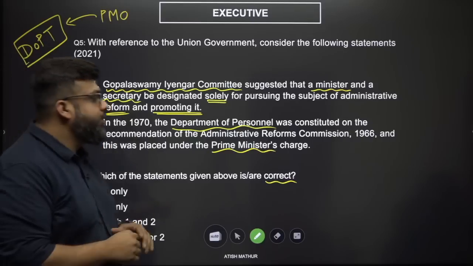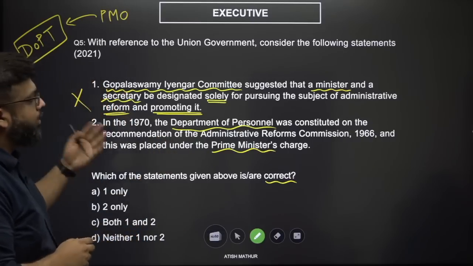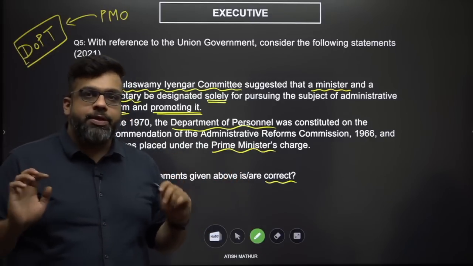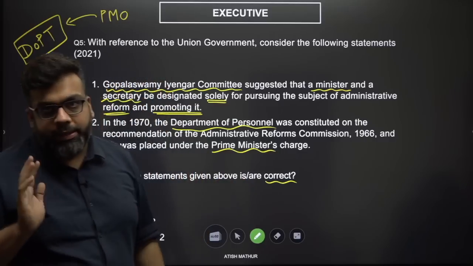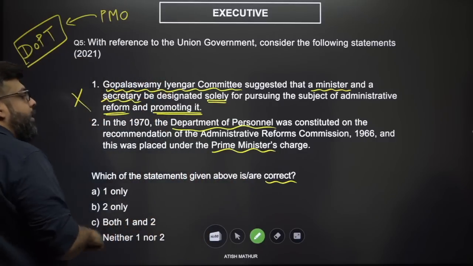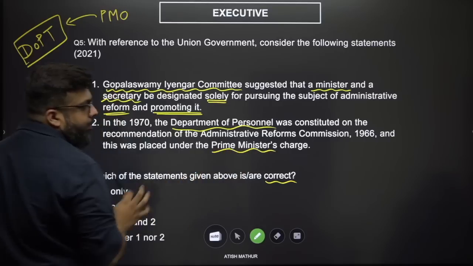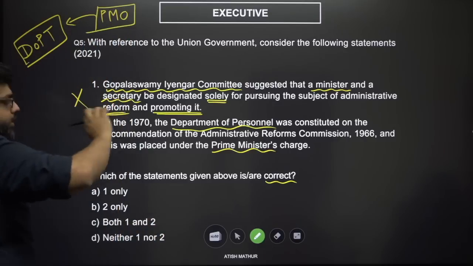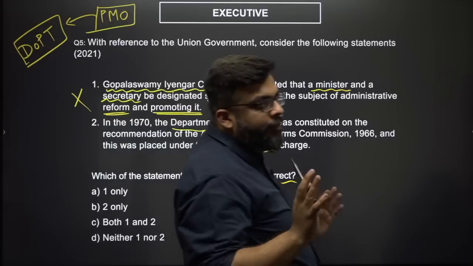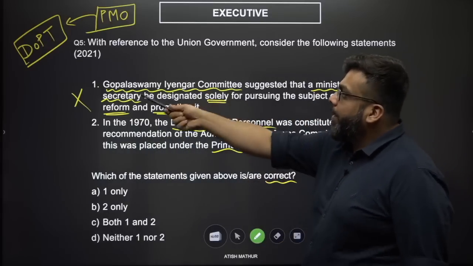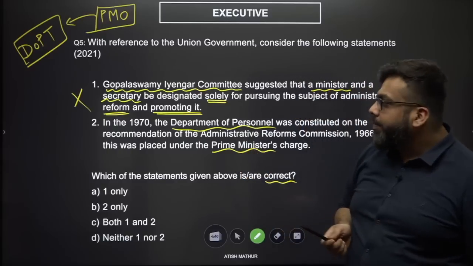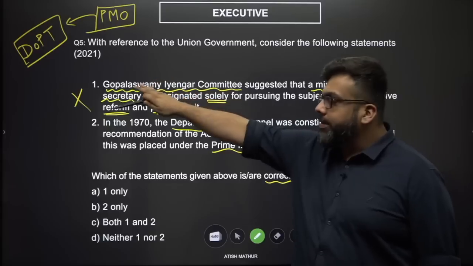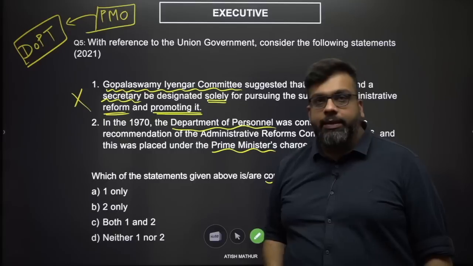Now, in 1970, the Department of Personnel was constituted on ARC recommendation. Fair enough. I don't know when it was constituted, or on whose recommendation it was constituted. No problem. But it sounds like it was placed under the Prime Minister's charge. So it sounds like the PMO is in charge, which sounds like a fair assessment to make, because Department of Personnel and Training and Department of Personnel seem very familiar. So it seems like it is essentially about the same department and it is under the PMO.